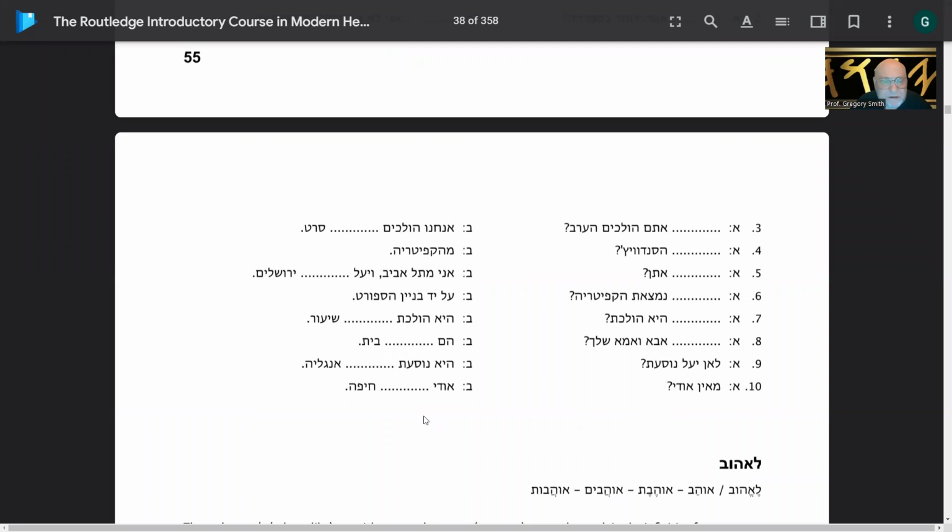Okay, let's see here. Aleph. Me'ayin Udi. This is the proper name. Me'ayin means from where is Udi? From whence is Udi? And then Udi blank Haifa. So it's just a mem. It's going to be a mem.